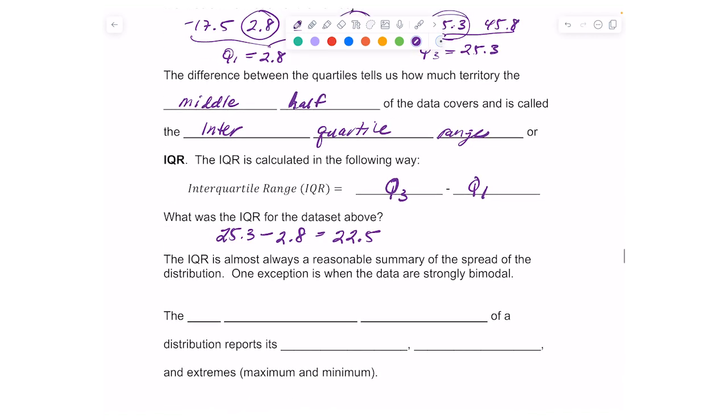It's a very reasonable summary for the spread of the distribution. The only exception is when the data are strongly bimodal. In the next video, we're going to look at 5-number summaries, so please come back for that. If you have any questions about this though, please let me know.